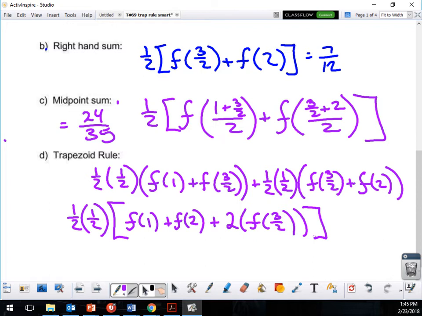I'm going to show you the formula here. I want you guys to calculate this first. 17 over 24. 17 over 24? 17/24. That doesn't look wrong. I know it does. So the actual formula that we're going to use here is 1/2 h, right?